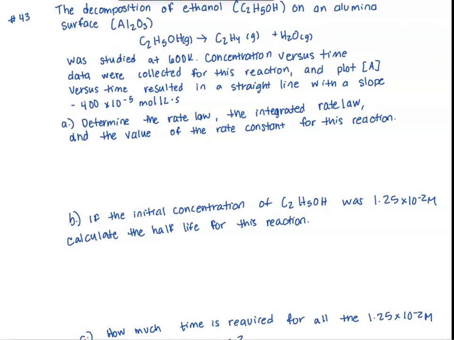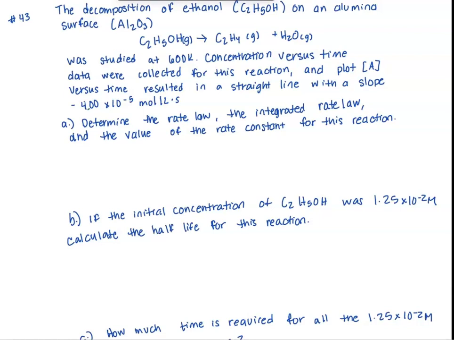It states it was studied at 600 degrees Kelvin, concentration versus time. Data were collected for this reaction, and a plot of concentration versus time resulted in a straight line with a slope of negative 4.00 times 10 to the negative fifth moles per liter per second. So the first part of the question says determine the rate law, the integrated rate law, and the value of the rate constant for this reaction.